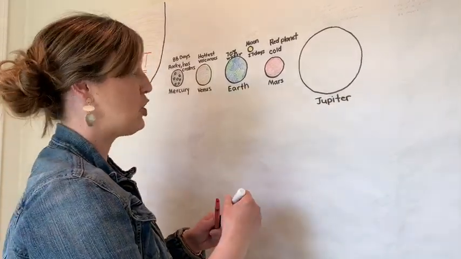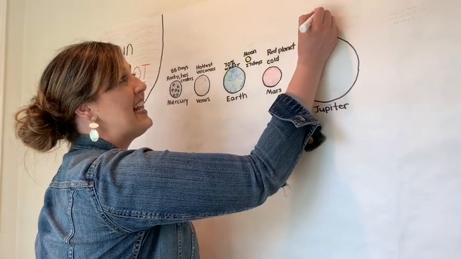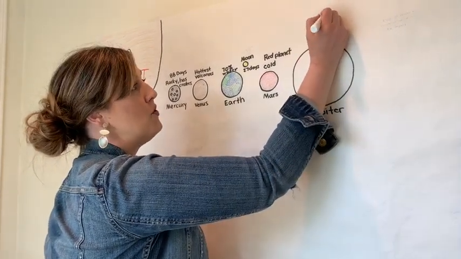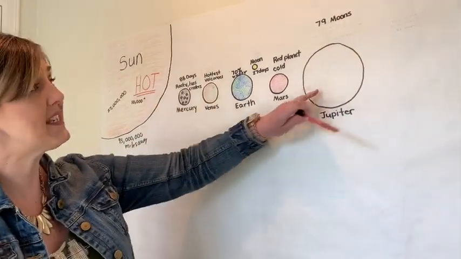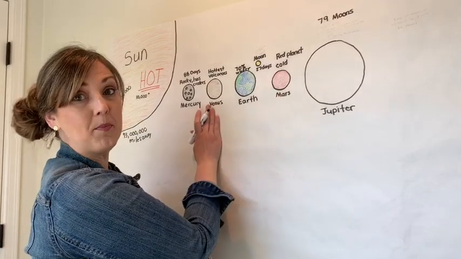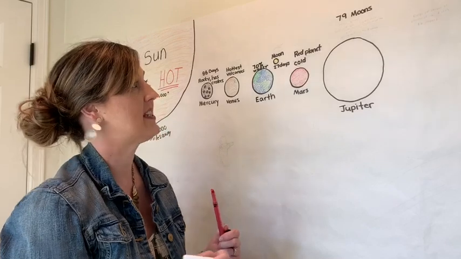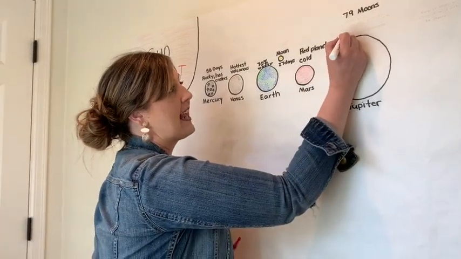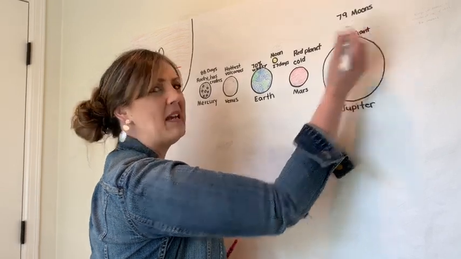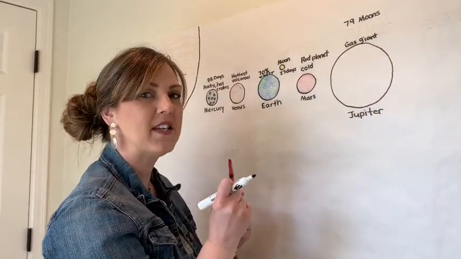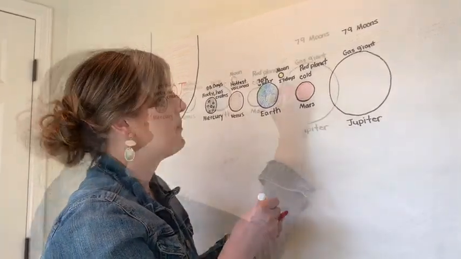Jupiter is a super big planet. It has 79 moons. And what's different about Jupiter than the other planets so far is that it doesn't have a solid surface. It is what they call a gas giant. Scientists think maybe if it has a solid surface at its core, it's super small. It's really made up of gases.